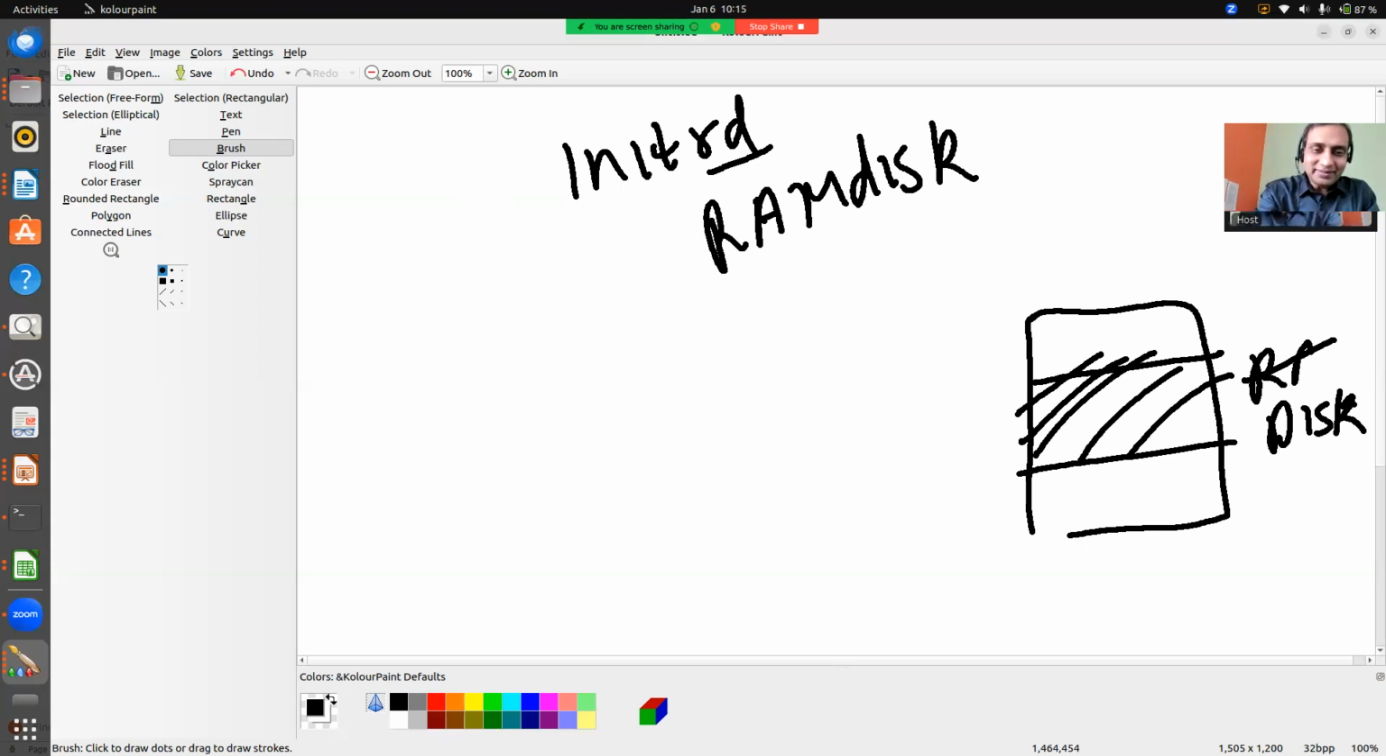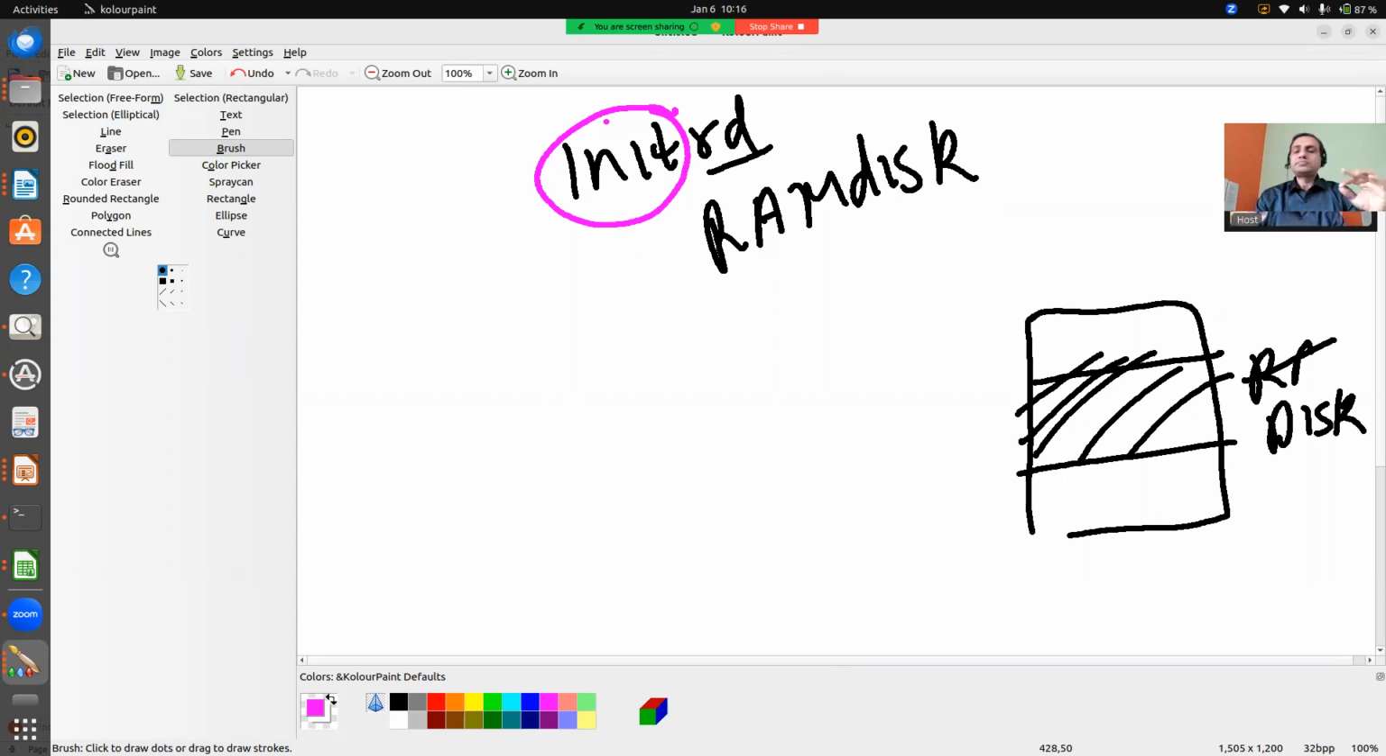Now, why is this term init? As the name itself suggests, init means initialization, something which is going to be used during the initialization of the system, and after that you don't need it. Now, what might be the scenario where the RAM disk will be used only during the initialization and will not be needed further?